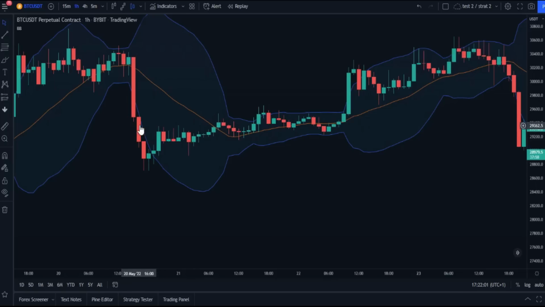Always try to know the hammer candle and don't be fooled by every candle that closes below the lower band, because it may not be the last.